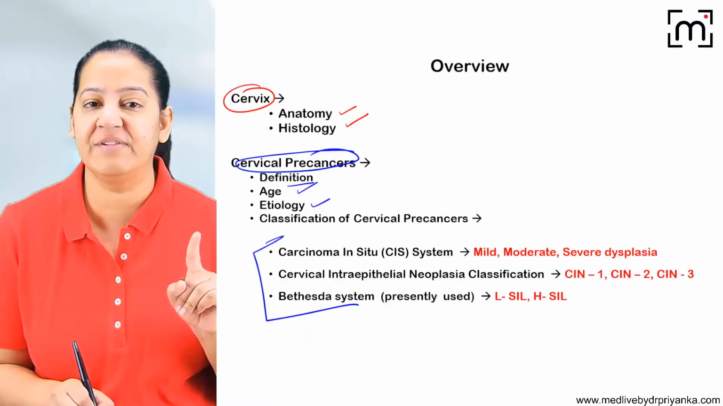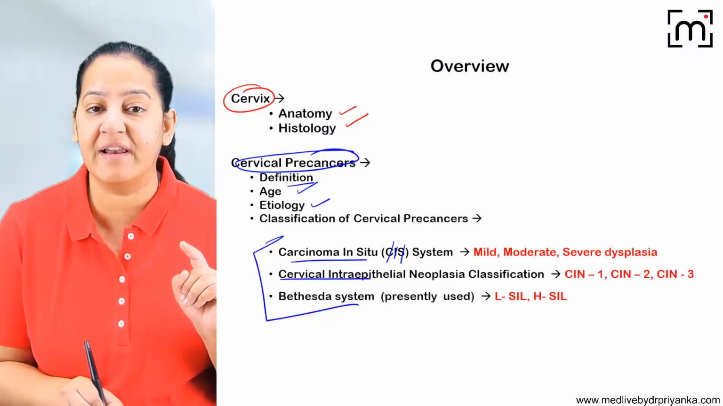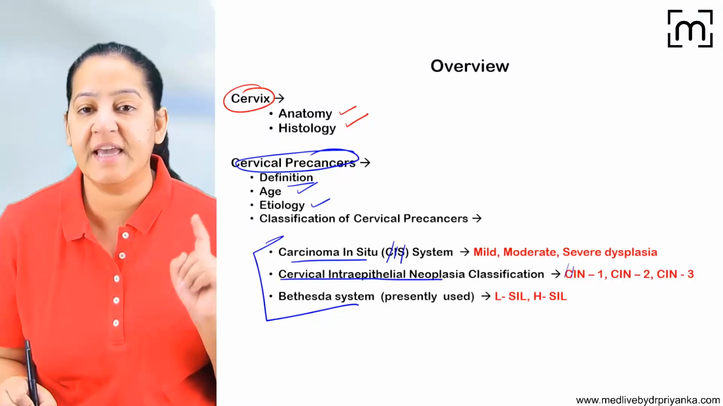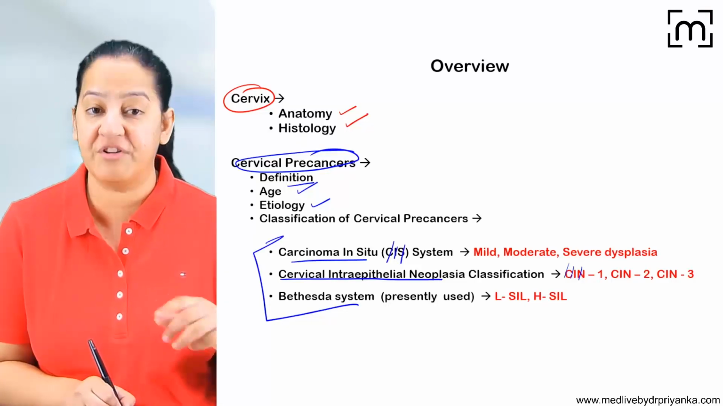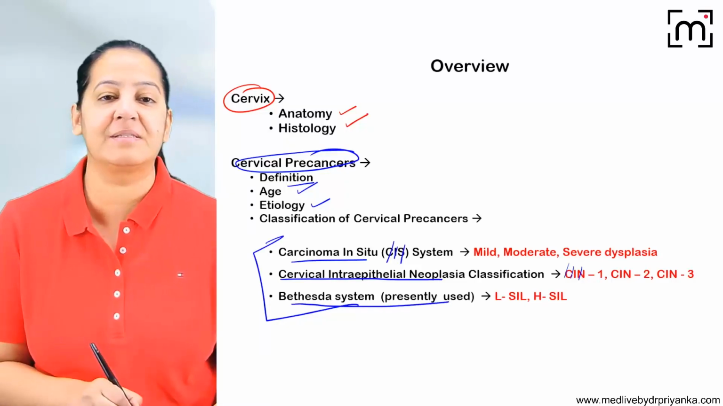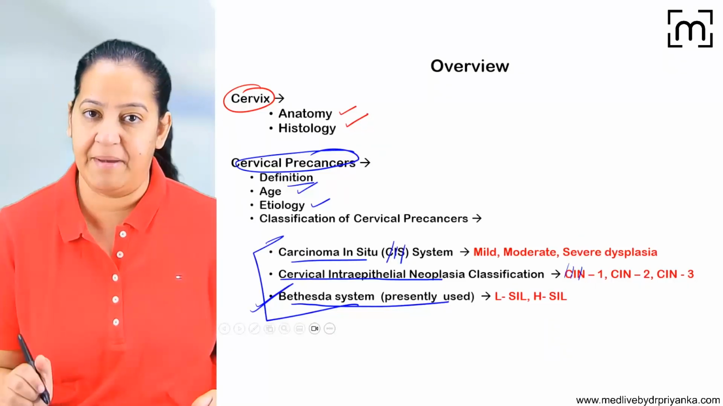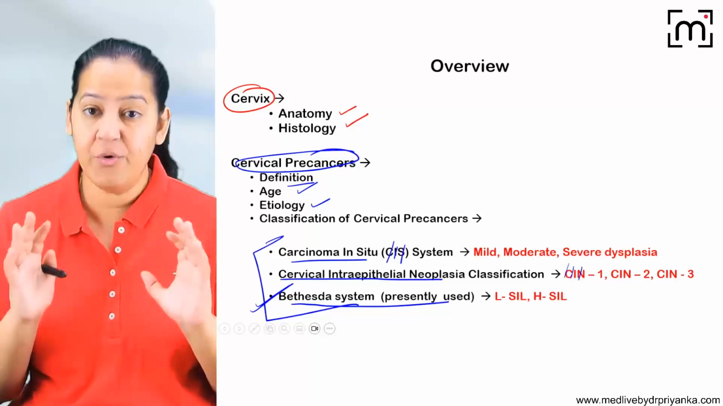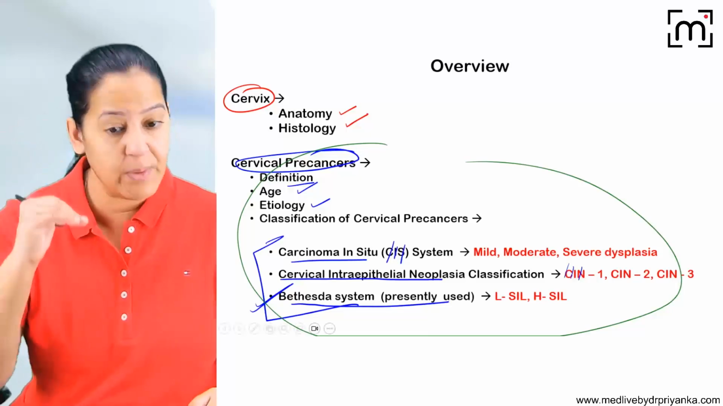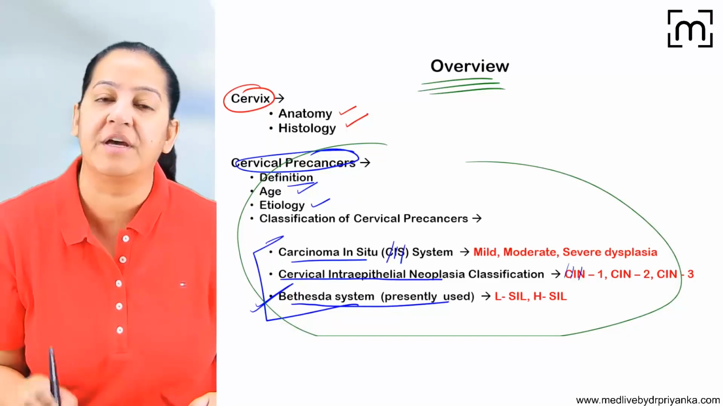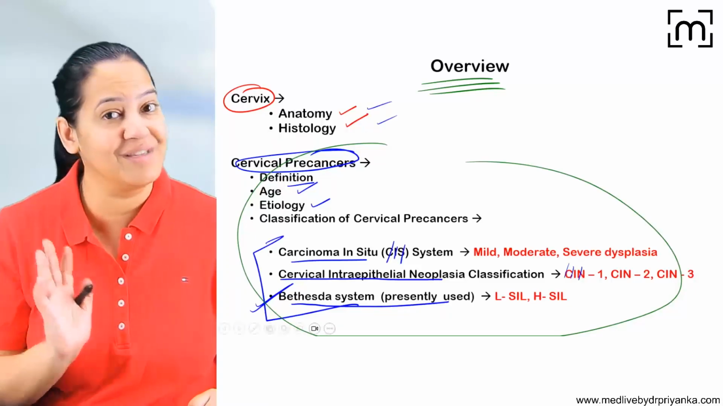The first classification we will see is the carcinoma in situ, CIS system. The second classification we will see is cervical intraepithelial neoplasia, that is CIN 1, CIN 2, CIN 3. And finally, the third classification, which is presently used, is the Bethesda system, most important, on which questions very frequently come in your exam. So we will see the classifications one by one. Have a view on this overview. If a question comes in your exam, you have to write all these in sequence only. That's why the overview is important, not only in this session, but in all sessions. So let's start the normal anatomy and histology of the cervix.